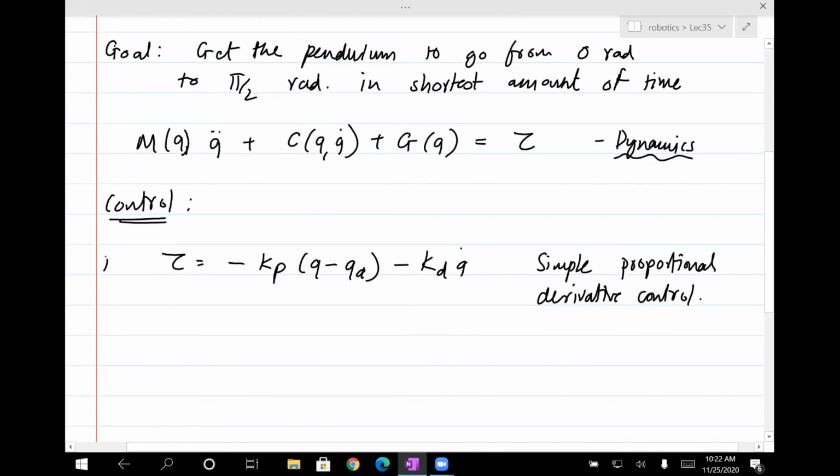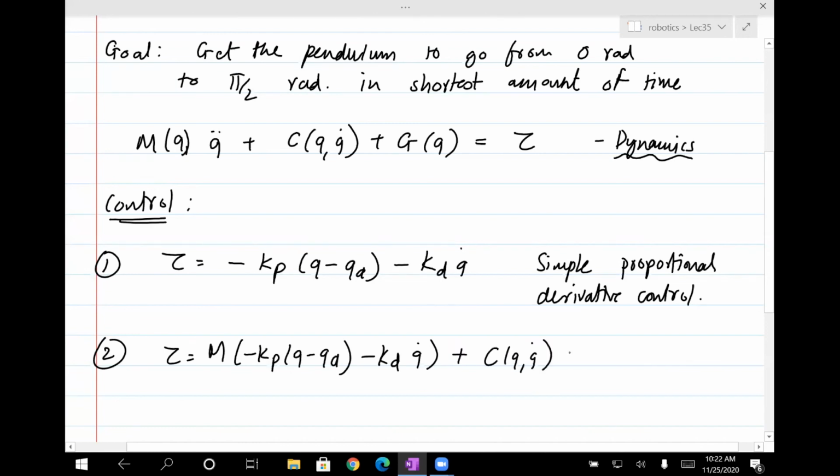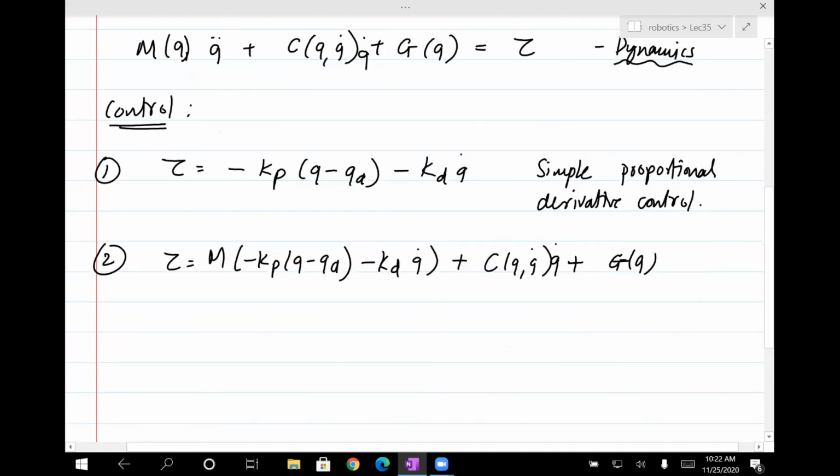You put a P gain and you put a D gain, and you set a set point. So that's one. The second one is to use control partitioning, which means the torque will be M times (Kp (q minus qd) minus Kd q dot), plus C(q, q dot) q dot. Sorry, I'm missing a q dot here. Plus G of q. Okay, so this is control partitioning.